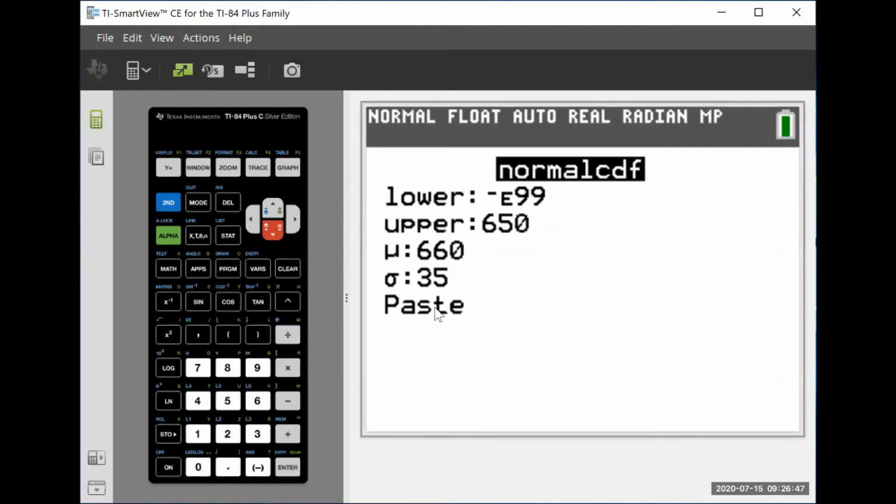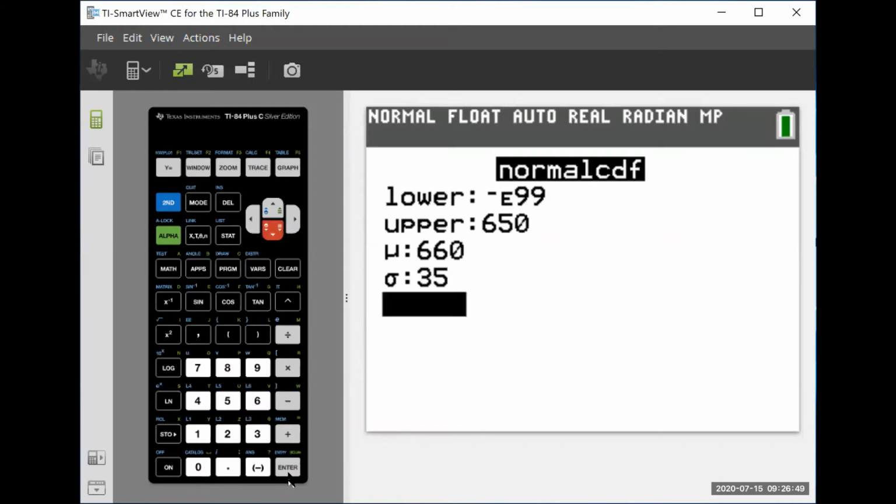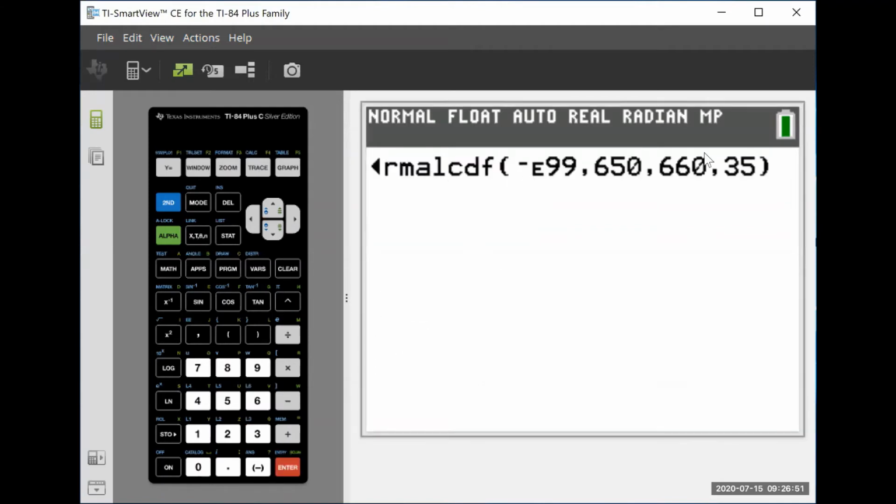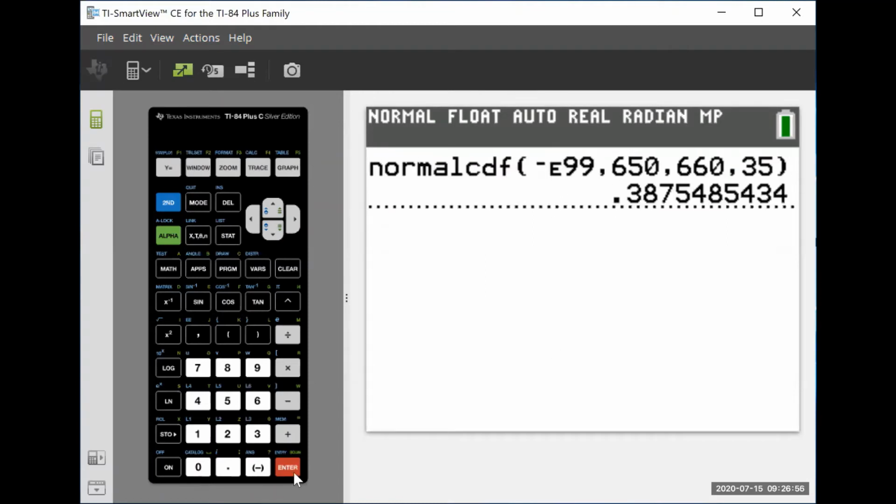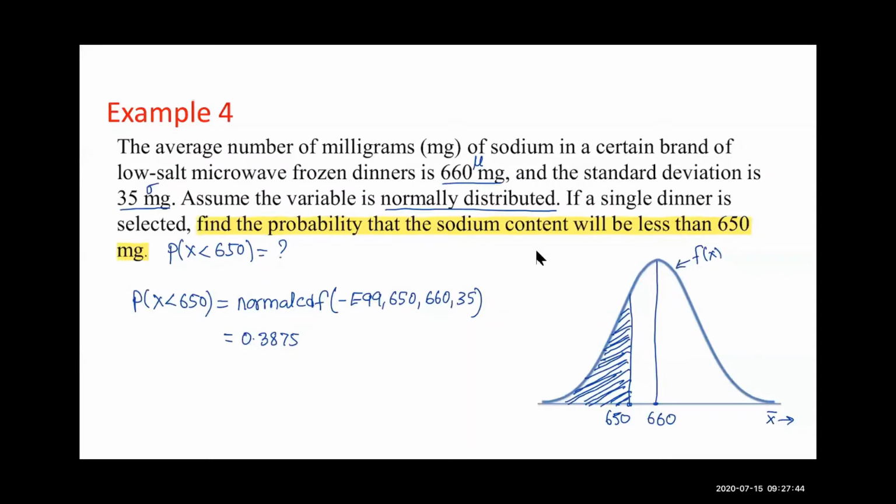We paste all this information in the main screen so that it looks like our writing. Just like that. That's what we wrote on paper. Now hit enter to get the result. If you write up to 4 decimal places, you can see that it is 0.3875. So that is the probability. Okay, so we got the probability here. We go to the next example now.